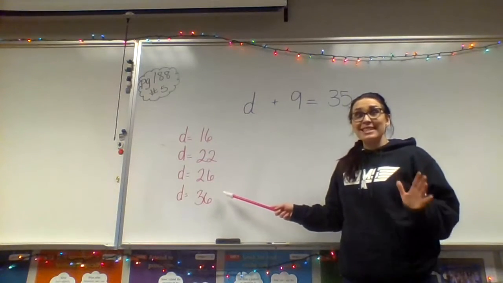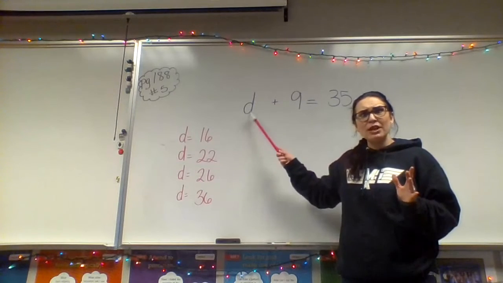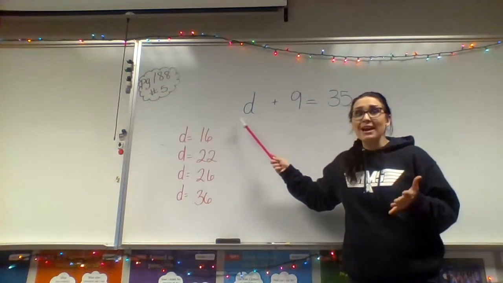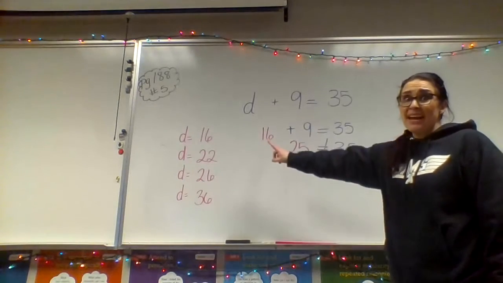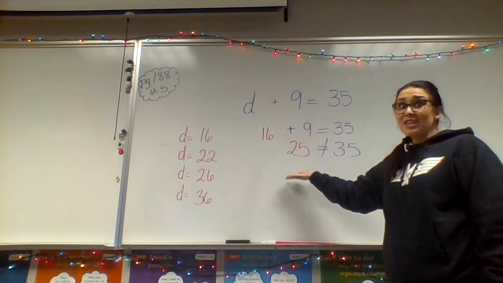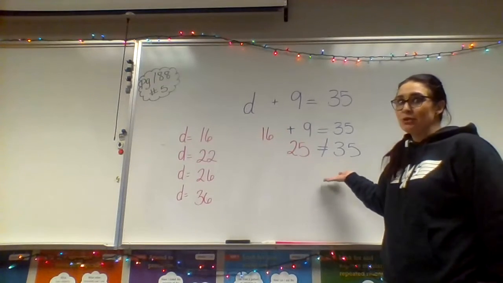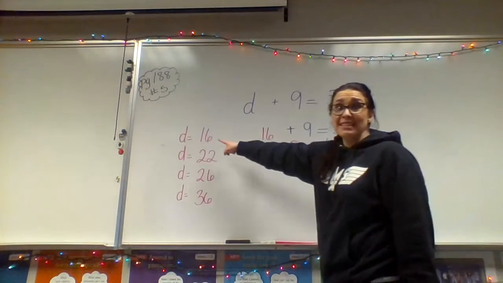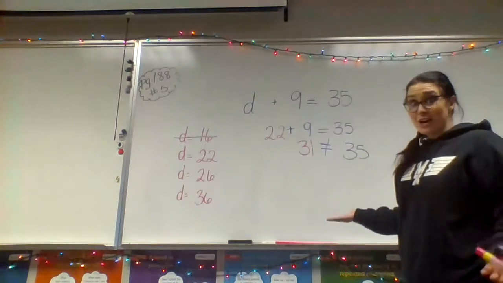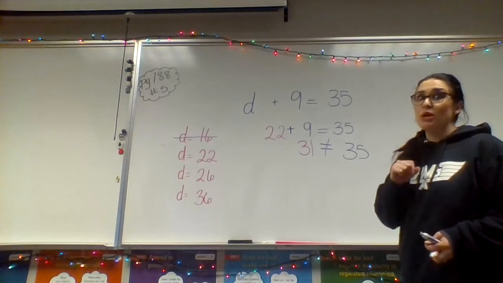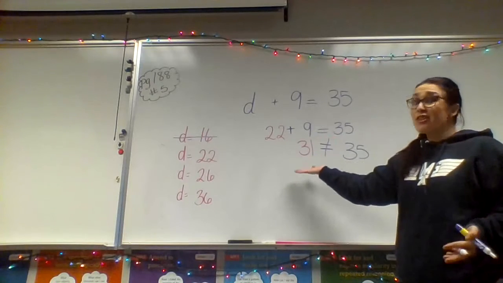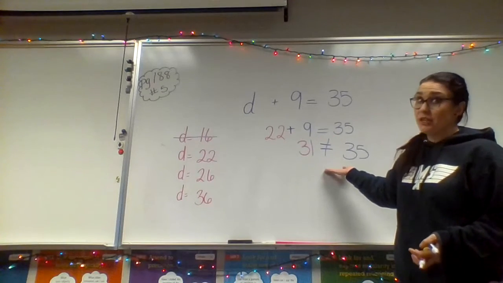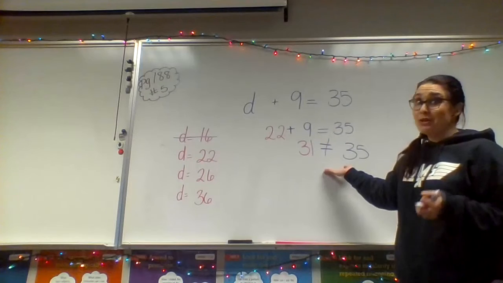And the idea, my friends, that we're trying to figure out is which solution for D will actually make this equation true? The first solution was 16, but I know that 16 plus 9 actually equals 25. It's not equal to 35. Therefore, 16 is not a solution. The second possible solution was 22. But when I do 22 plus 9, my answer is actually 31, which is not equal to 35.